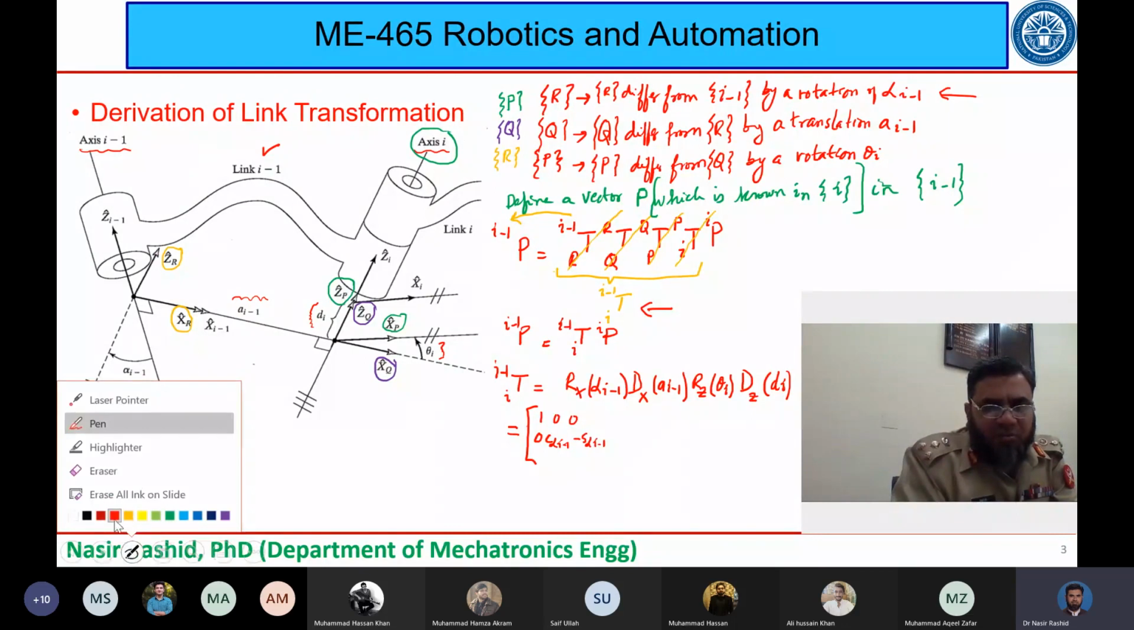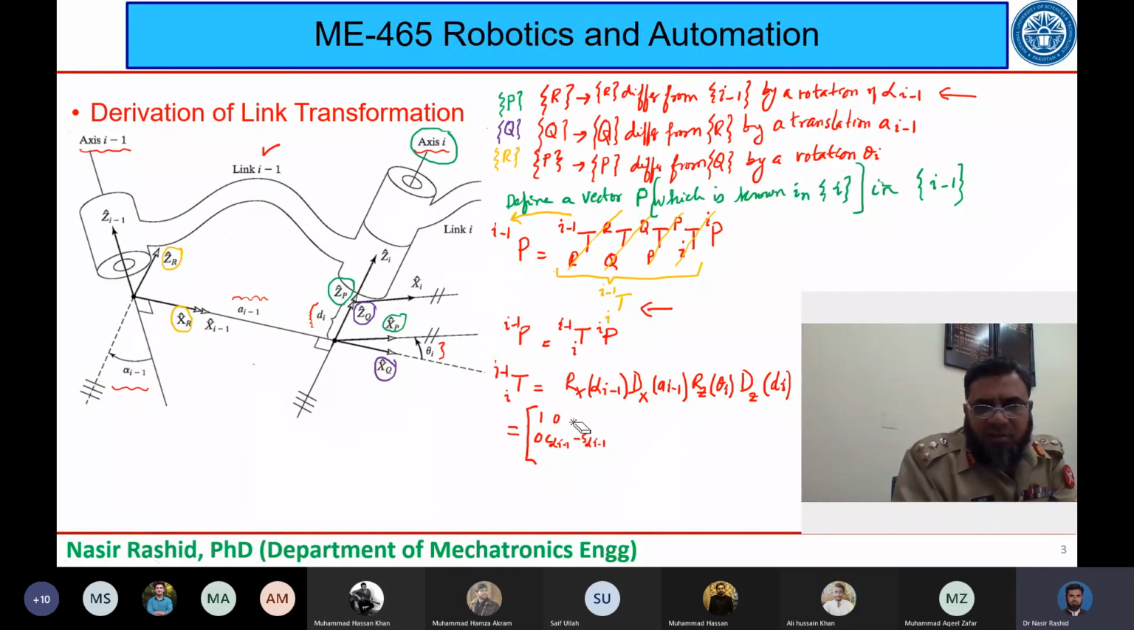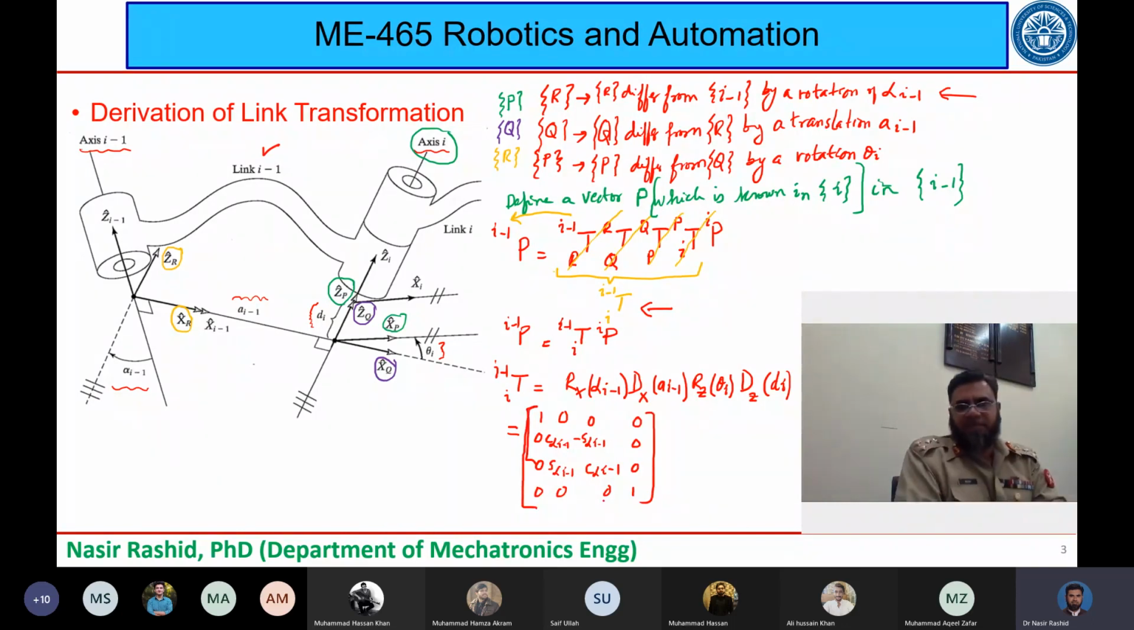अच्छा मैं इसको जरा जीरोस को इनके साथ ही ले जाऊं। सो एक जीरो यहाँ आएगा, एक जीरो यहाँ आएगा, देन यहाँ पे जीरो है मेरे पास, देन मेरे पास होता है sin alpha_{i-1}, cos alpha_{i-1}, 0 0 0. Since there is no translation here, so this could be 0 0 0 and 1. तो ये मेरे पास ये पहला मैट्रिक्स आ गया.